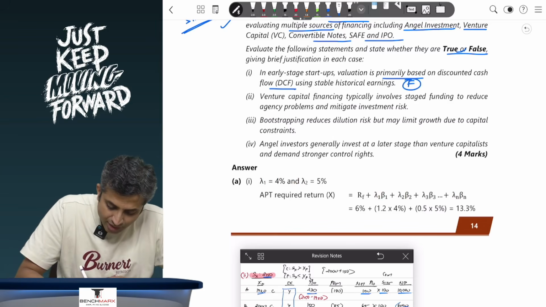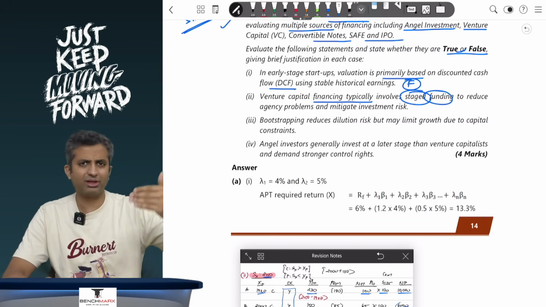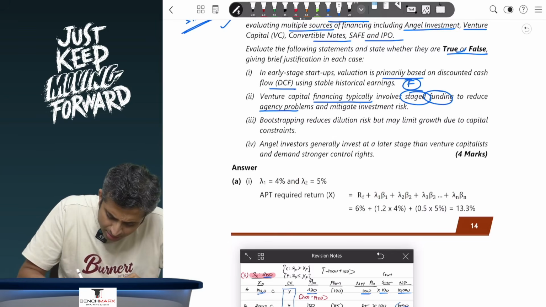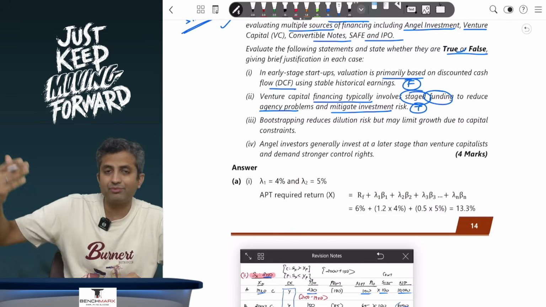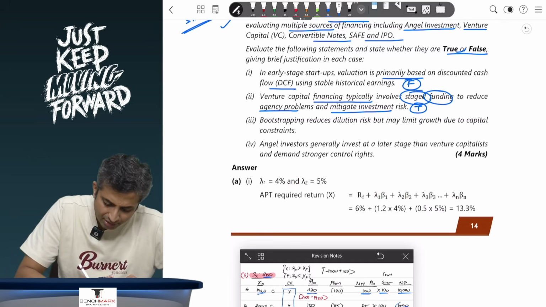This is false. Venture capital financing typically involves staged funding. Stage means seed stage, early stage, let's say series 1, series 2. These are staged financing to reduce agency problems and mitigate investment risk. I would say it is true. Usually venture capitals have various series or stages, and hence this comes as staged financing.